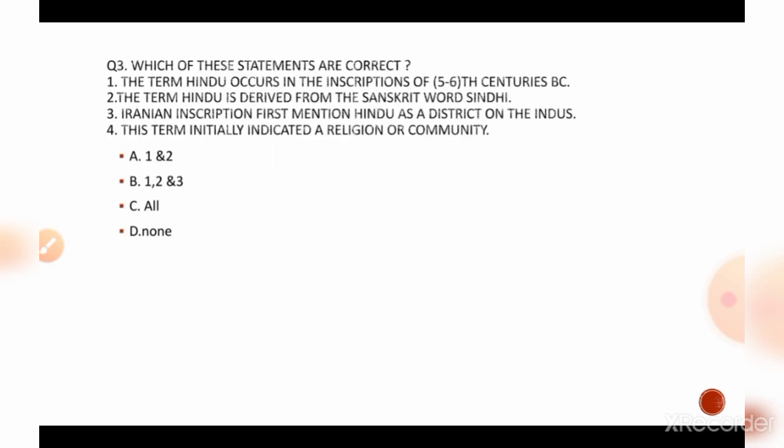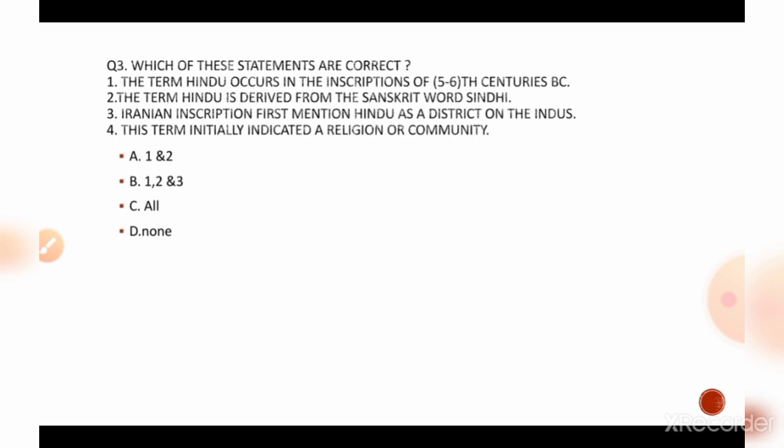Now next question. Which of these statements are correct? The term Hindu occurs in the inscription of 5th to 6th century BC. So between these two centuries, there were inscriptions in which the term Hindu occurred for the first time. The second statement is the term Hindu is derived from the Sanskrit word Sindhu. Third statement is Iranian inscription first mention Hindu as a district on the Indus. And the fourth statement is this term initially indicated a religion or community.